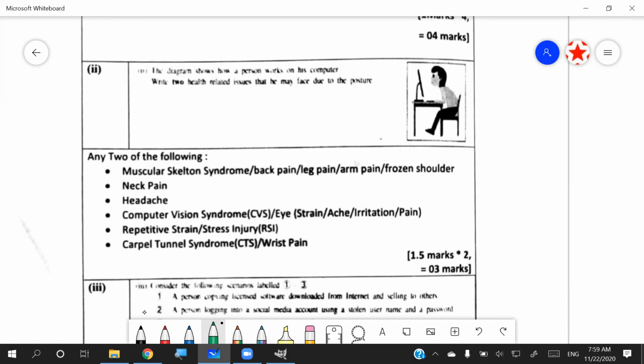So any one of these, any two of these, right? Because the question is asking about two of those things. They write two health related issues. So you are going to have 3 marks for that.